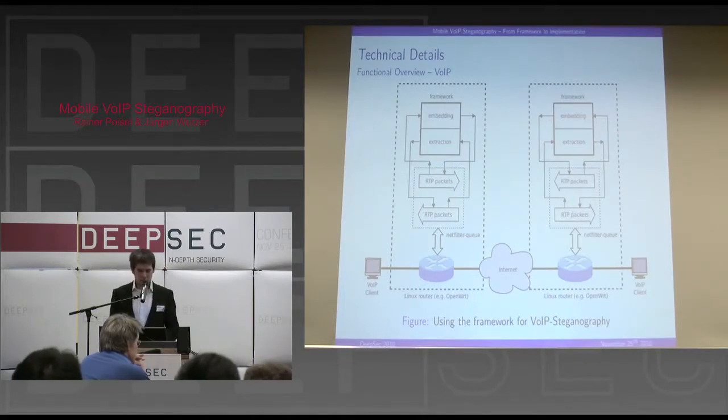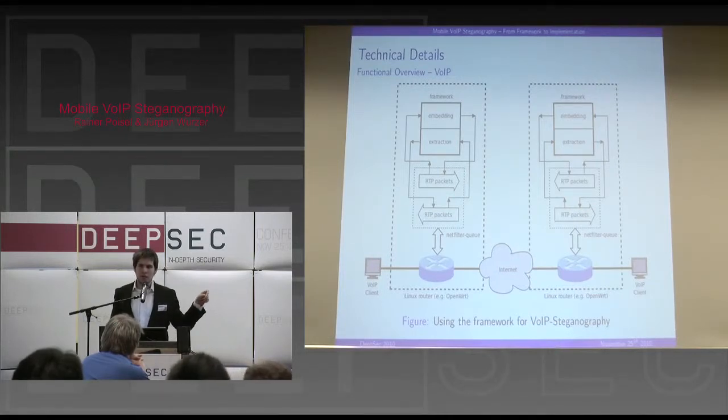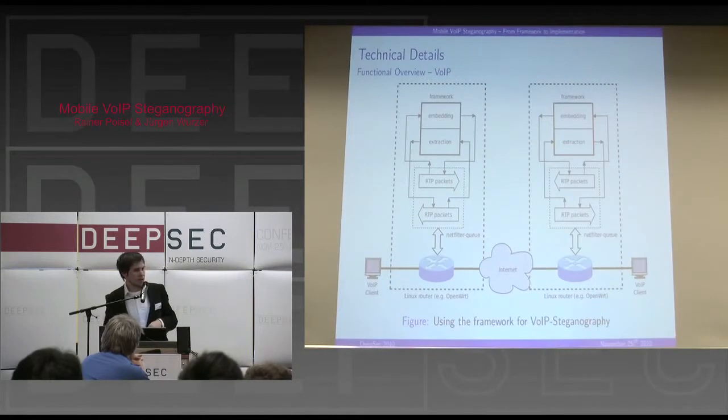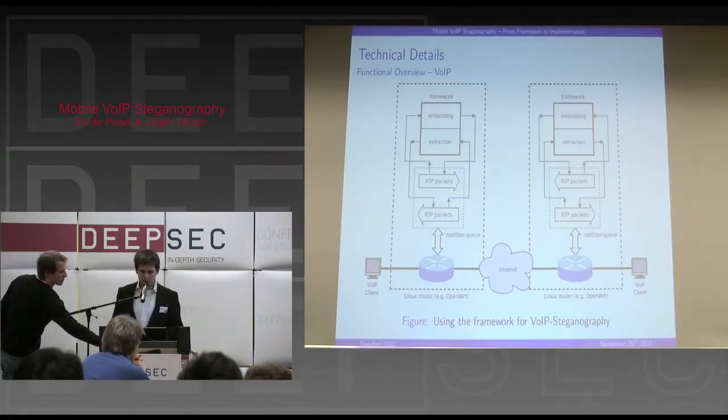This slide shows you what actually happens. In the routers, we can embed information. Let's say we can embed information in the cover medium provided by the left voice over IP client. And we can extract information which comes as a Stego object from the voice over IP client on the right side through the right router. And on the other router, let's say the router on the right, it's exactly the other way around.